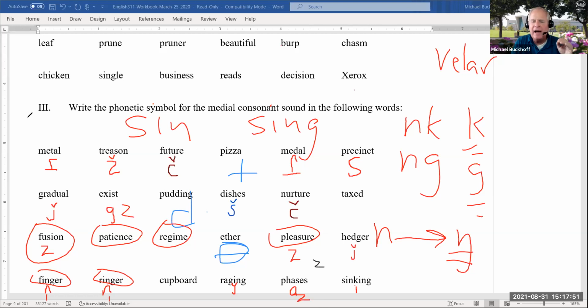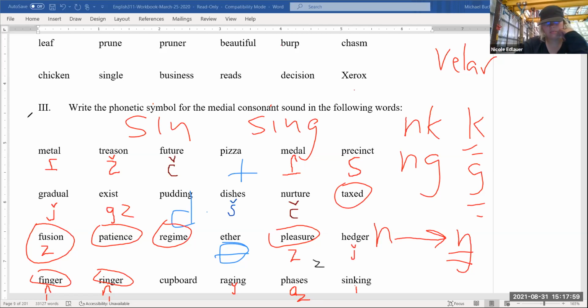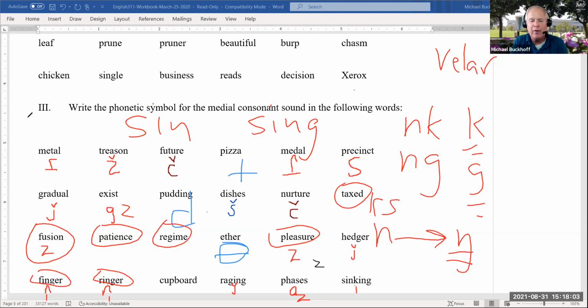We have taxed. What is that? Wouldn't that be KS? Exactly, right? So let's put that there, KS. Hedger, perfect. Sinking. So you have, I can't really see it there. You have the igma and the K, right? Sinking.